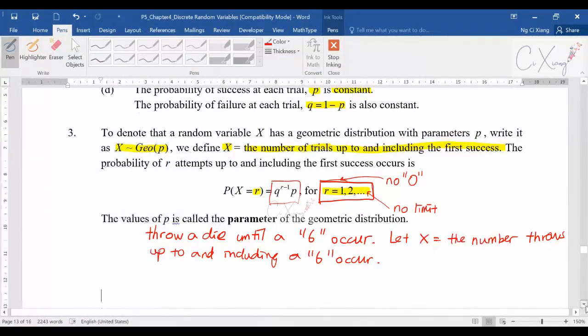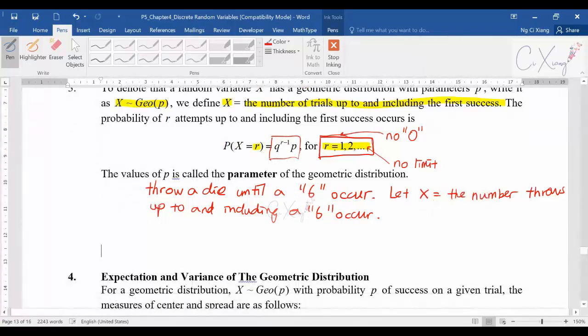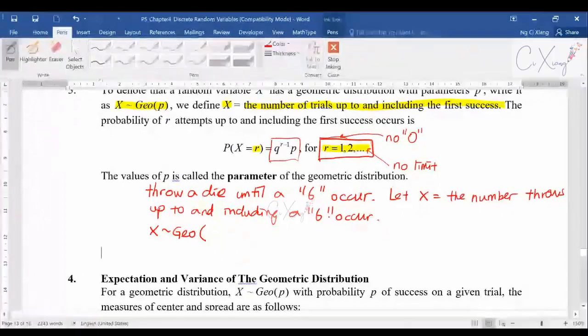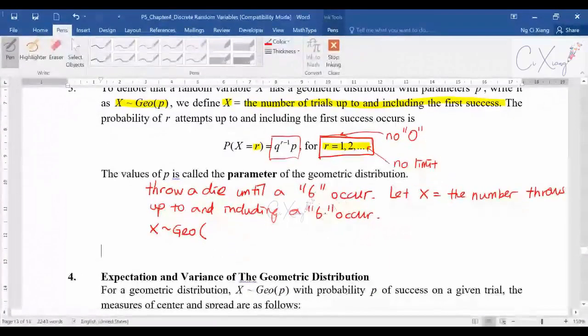This kind of sentence again tells you that it is geometric distribution. Therefore, when you want to get the idea, you should write X is geometric distributed, and you need to put in the value here. So what's the value of p? What's the probability for you to get a 6 when you throw a die? The probability is 1/6.